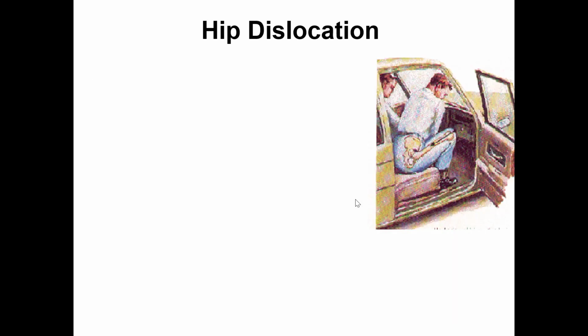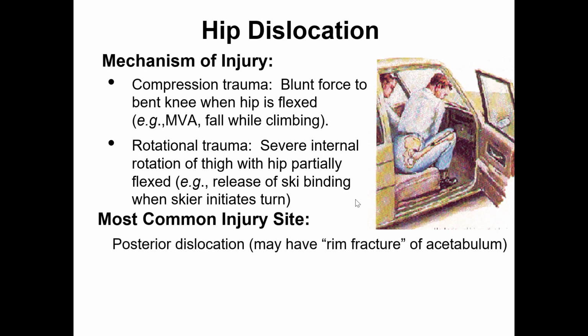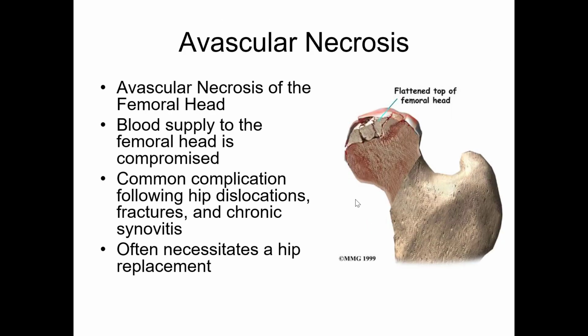Hip dislocations are another pathology that occur with trauma, whether they be compression or rotational traumas. The most common direction of dislocation is posterior, and the associated risks include damage to the sciatic nerve and compromise of the blood supply. As mentioned earlier, the consequence of a poor blood supply is avascular necrosis, or death of the bony tissue, which often necessitates a hip replacement.